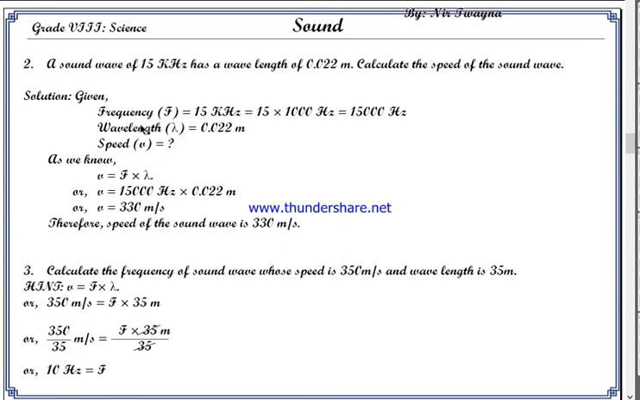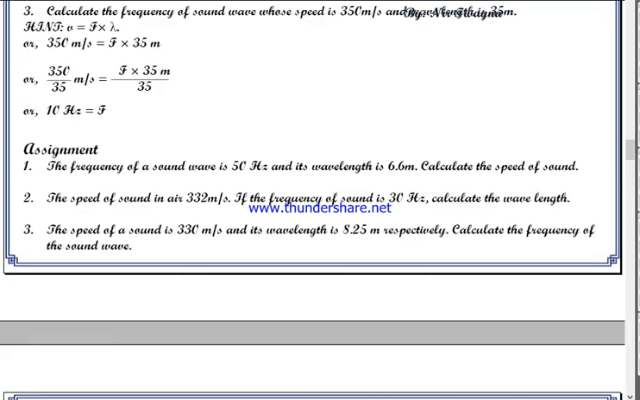Now let me copy some questions for you as your assignment. Let me pause the video. Take out these 3 questions as your assignment. Number 1, the frequency of a sound wave is 50 Hz and its wavelength is 6.6 meter. Calculate the speed of sound. Number 2, the speed of sound in air is 332 meter per second. If the frequency of sound is 30 Hz, calculate the wavelength. And number 3, the speed of a sound is 330 meter per second and its wavelength is 8.25 meter. Calculate the frequency of the sound wave.